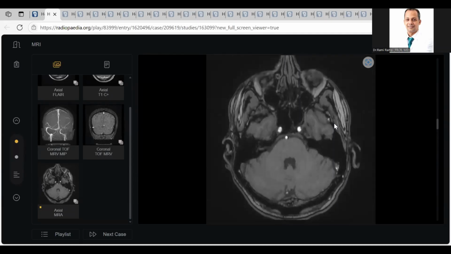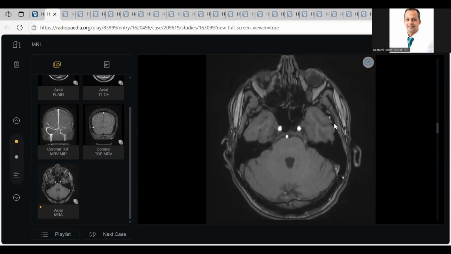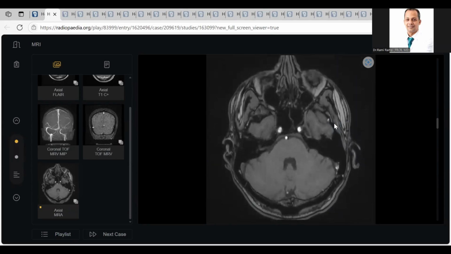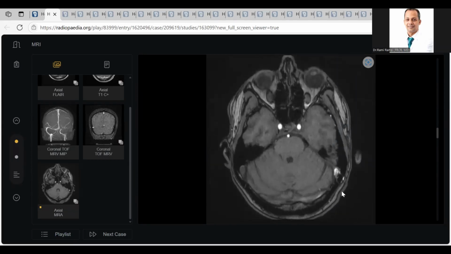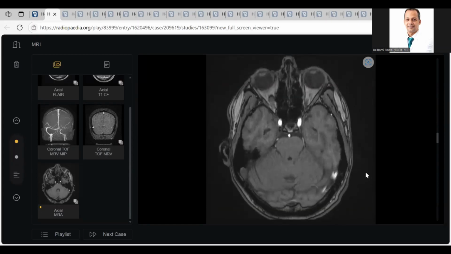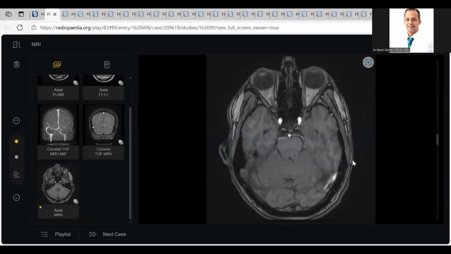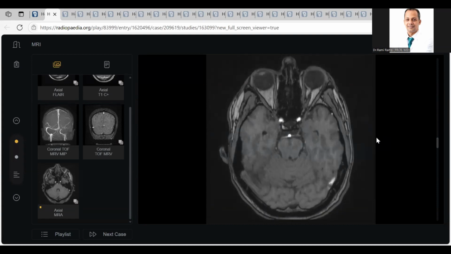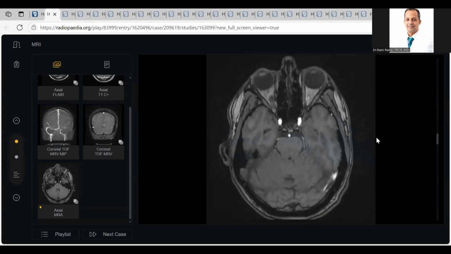Wait, Doctor, wait. There is no contrast here. This is the MRA technique. The pathology is in this slice. Tell me, these are the arteries. What is this? Sir, I can see. This is the transverse sinus. There is a hyperintensity within this area, likely representing thrombus within the transverse sinus.